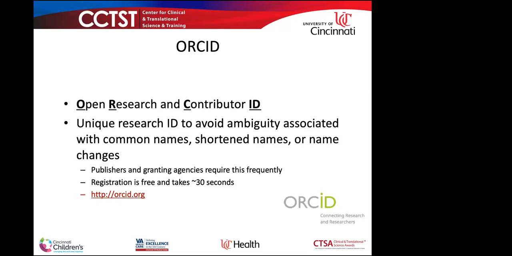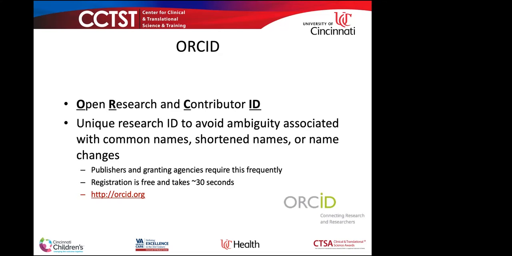John Smith, Jane Smith will be very difficult to find in publicly accessible databases. This is very frequently being required by publishers and granting institutions. I would say about half of the time that I submit a publication for peer review, I am actually asked for my ORCID ID as part of that process.